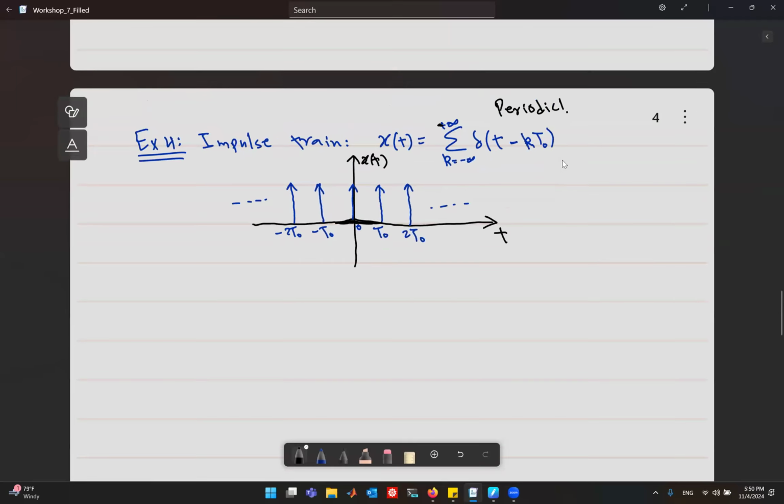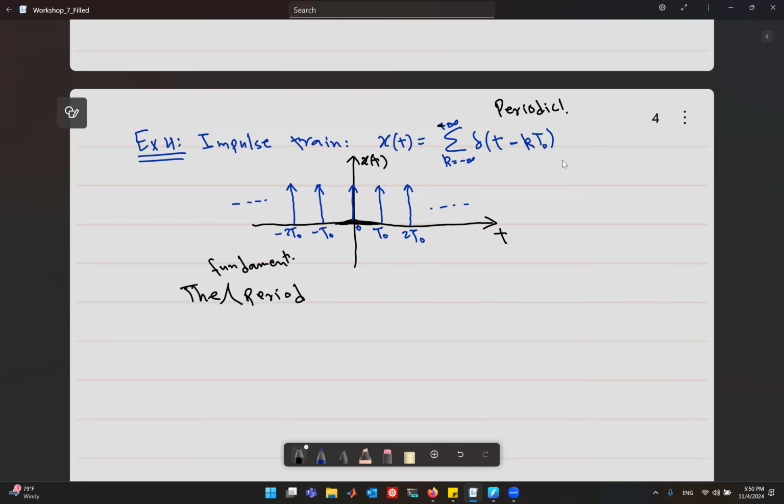First, let's find its period. So the period, or the fundamental period, of x(t) is t naught, and then its fundamental frequency, or the corresponding frequency for this period, will be 2 pi over t naught. And also we can write in terms of the frequency in hertz, f naught is just 1 divided by t naught.